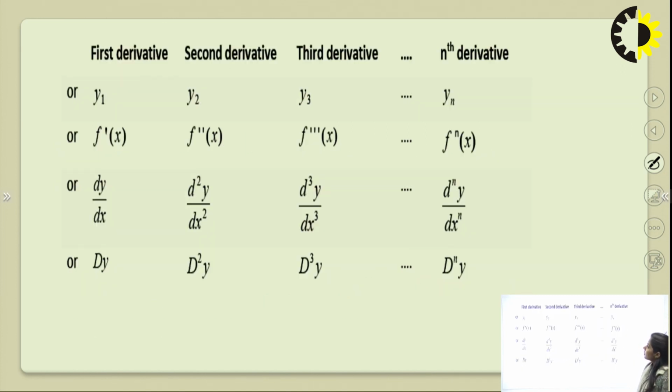Now this table denotes the notations of differentiation: first derivative, second derivative, third derivative, and up to nth derivative. So the first derivative of y can be denoted by y1 or f dash x or dy by dx or Dy, and in a similar way the nth derivative of y with respect to x can be denoted by yn or f n x or d n y upon dx n or D n y.